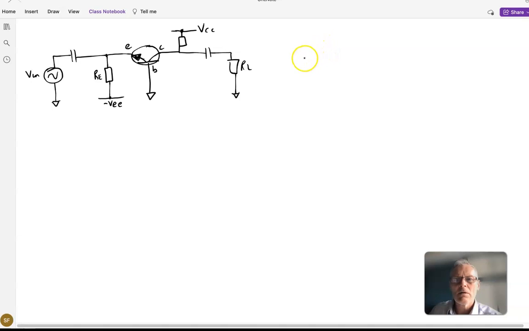So we draw our model. So this is our beta IB. Looking into the emitter, we have a little RE. So this is our base, collector, and emitter. As you can see here, we are applying a voltage into the emitter here across an RE resistor. The RE resistor base is connected to ground.